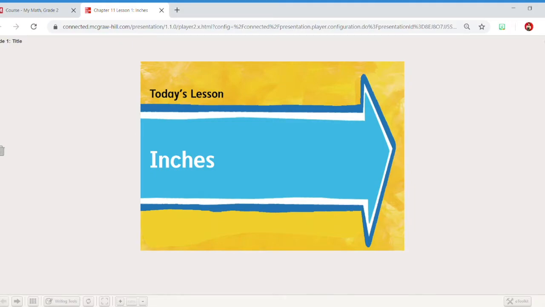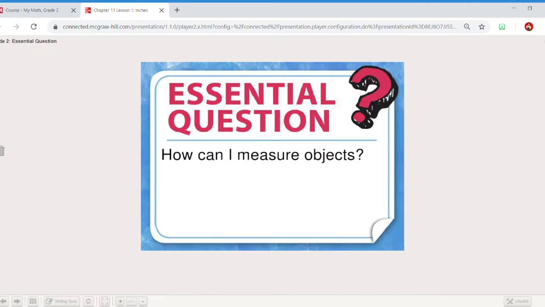We are starting a new chapter about measurement, what that means, how to use it, and all those fun different factors. So let's dive right in. Our essential question for this chapter is, how can I measure objects? It might be a small question, but there are lots of answers. I'm curious to see what you guys would say in answering this question.